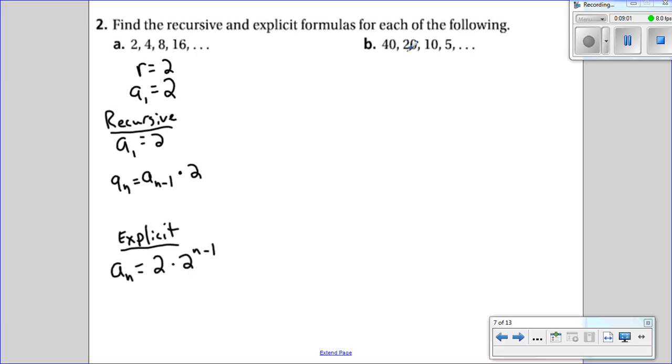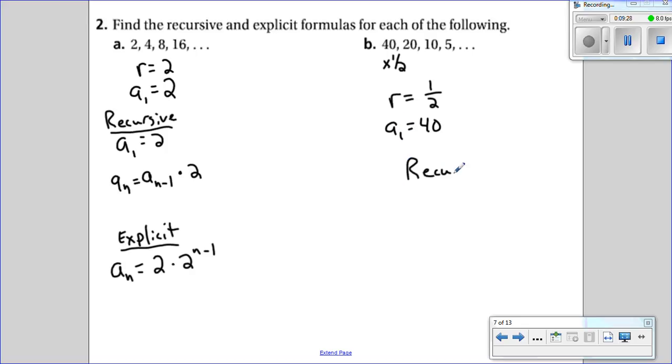Here, how do we go from 40 to 20 and from 20 to 10 and from 10 to 5? What do we multiply to do that? We have to multiply each one by 1/2. So therefore, our common ratio is 1/2. And you can have fractions. Now you might be saying, well, you just divide 40 by 2 to get 20 and divide 20 by 2 to get 10, and you're right. But you multiply by 1/2, so you have to have that in mind. And our initial value is 40.